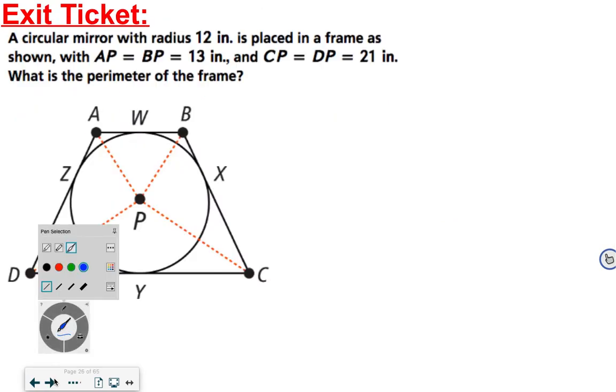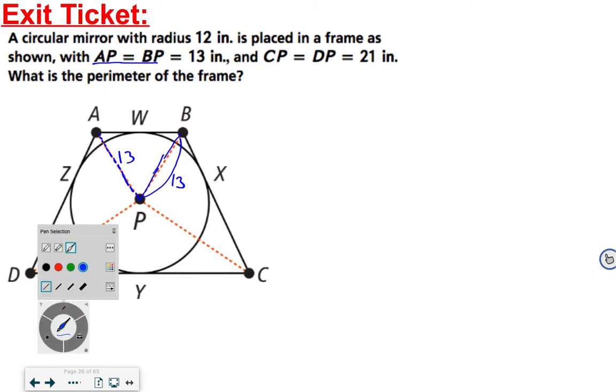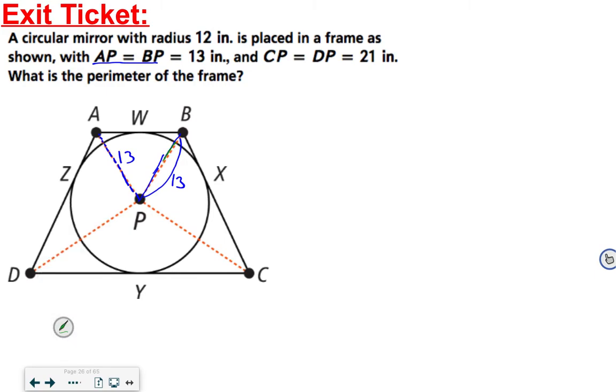Next question. A circular mirror with a radius of 12. We have a circle, the radius is 12, so this is 12. It is placed in a frame as shown with AP equal to BP. AP, which is 13, is equal to BP here. This is 13 as well. The whole part is 13, ladies and gentlemen. Don't forget that, because the radius is 12, so this part is 12.